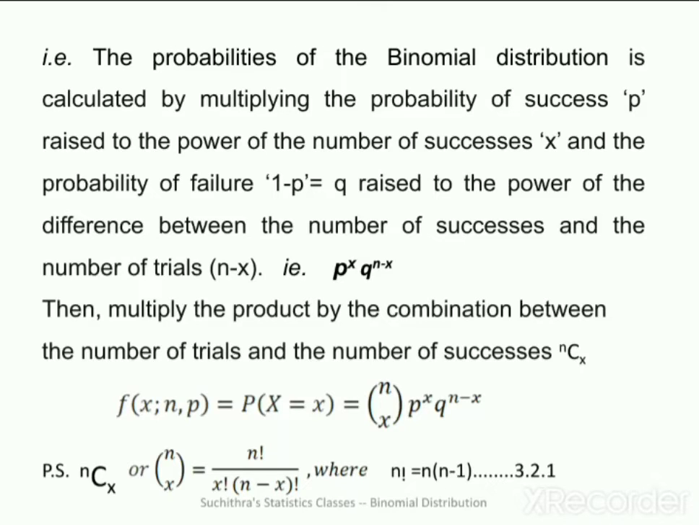What is nCx? nCx can be written in these two forms. And what is nCx? nCx is n factorial divided by x factorial into n minus x factorial, where n factorial is n into n minus 1 into etc. 3 into 2 into 1.